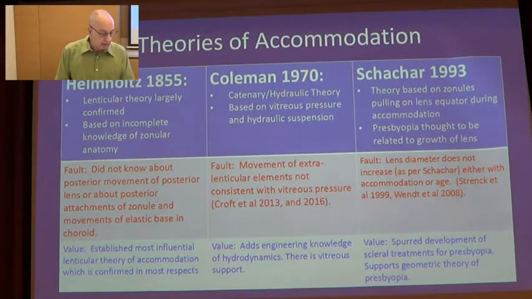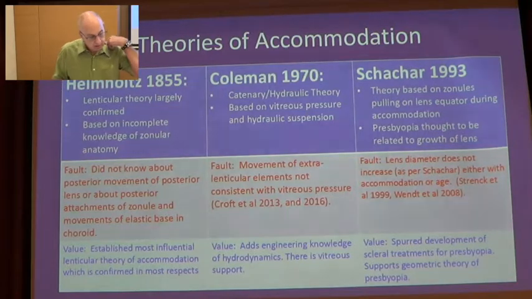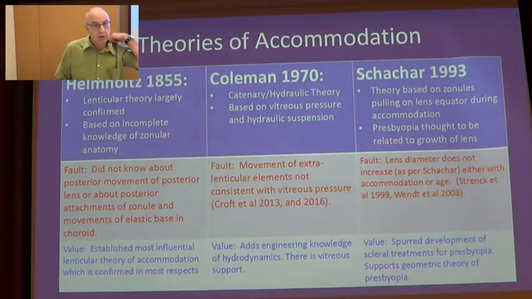Finally, Shakar's theory is based on the incorrect concept of equatorial zonules pulling the lens equator during accommodation and increasing the lens diameter. However, the lens diameter does not increase either with accommodation or age. The Shakar theory has stimulated great controversy and has also spurred the development of scleral treatments for presbyopia.